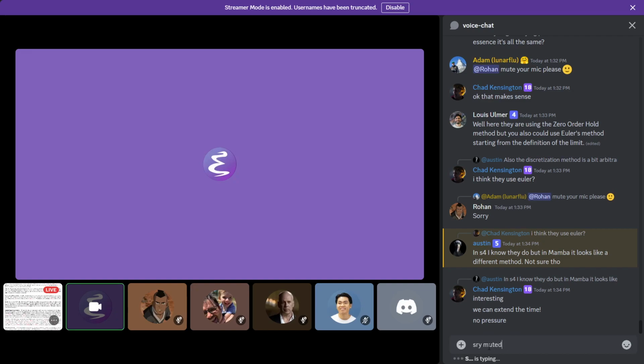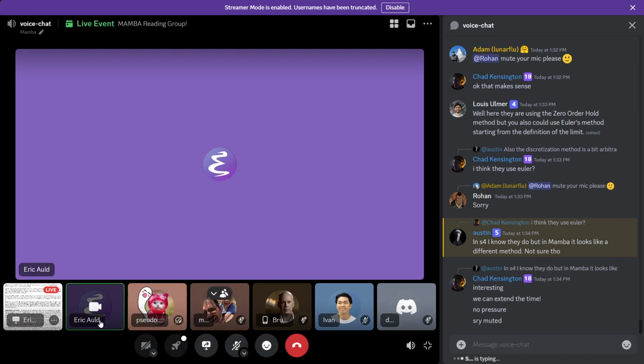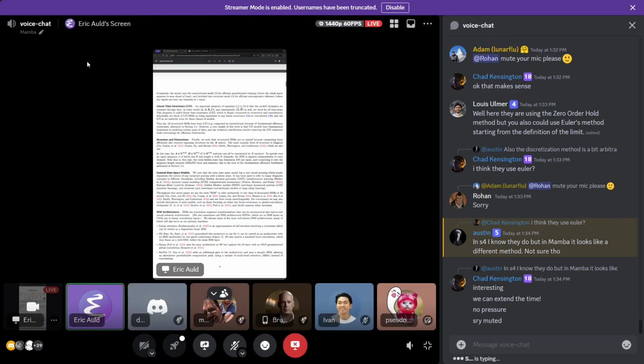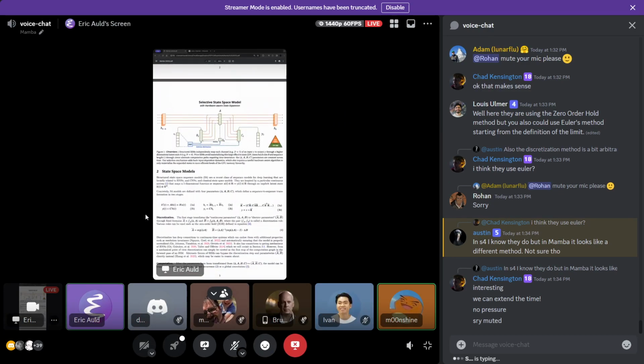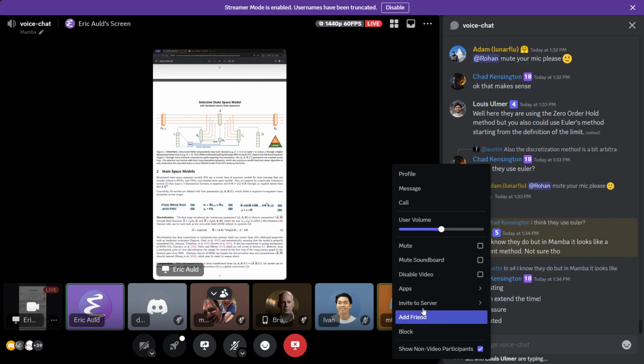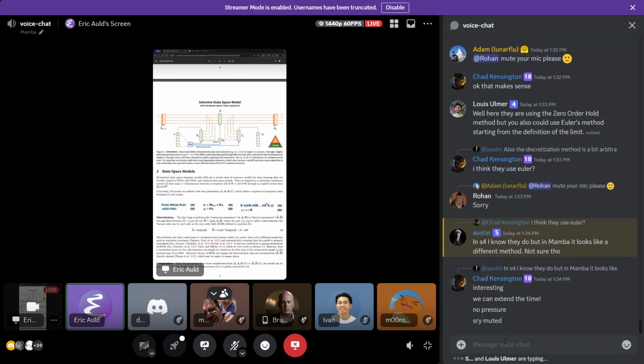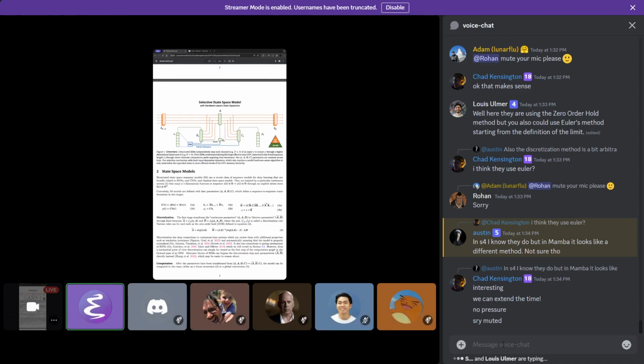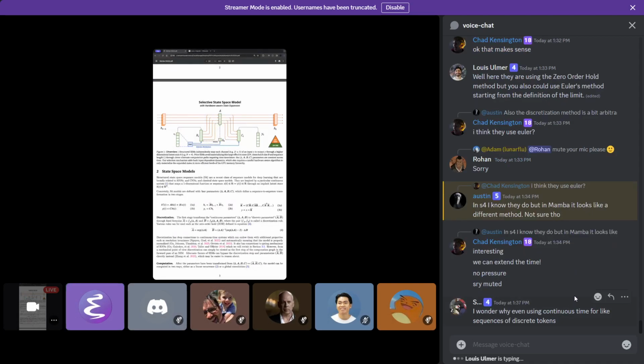Okay, so we talked about the analogy to the gate. We talked about the kind of broad strokes of this evolving formula here. Oh, somebody can mute, please, because I'm getting this echo. And we talked about the convolutional versus the recurrent formulation here.